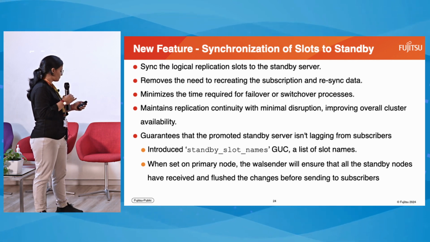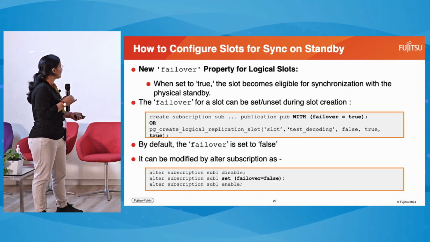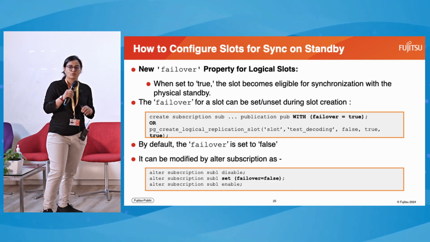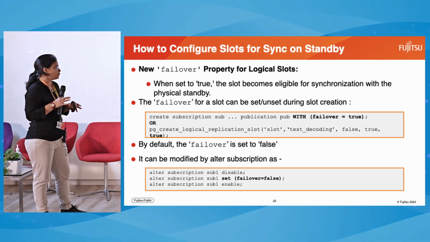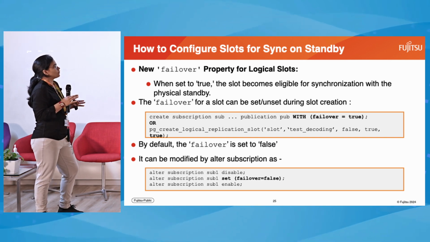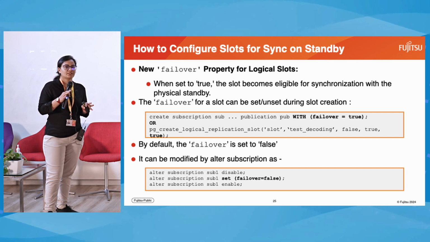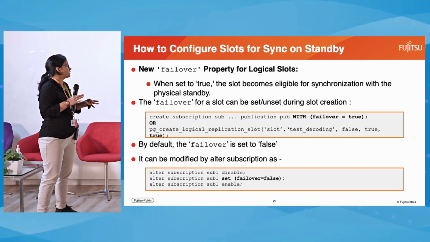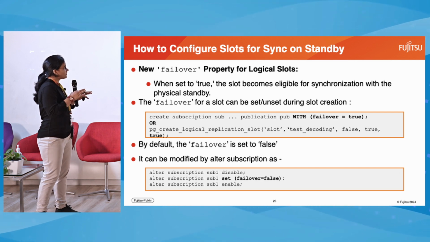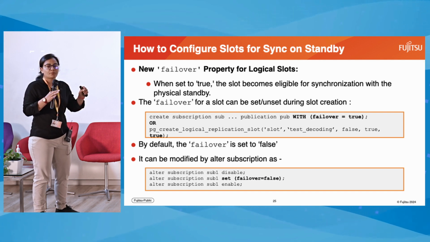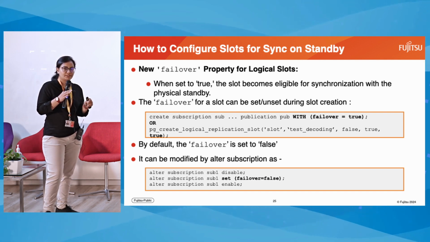So next, let's see how to configure to use this feature. Now in PG17 there is a new property introduced for slots, which is called failover. Whenever this failover property is set to true for any slot, that slot becomes eligible to synchronize.